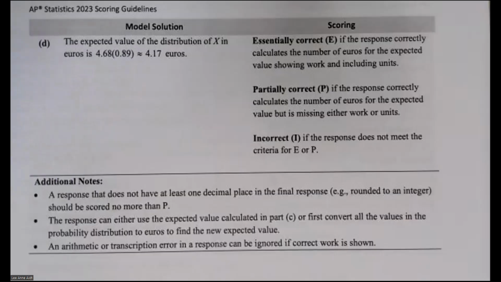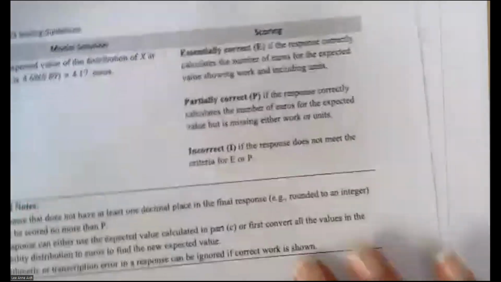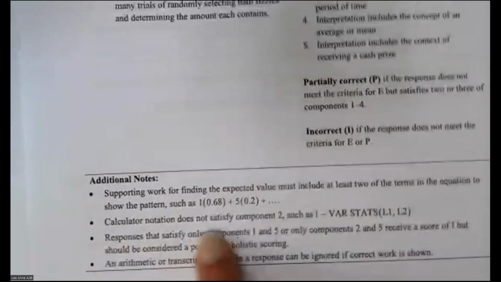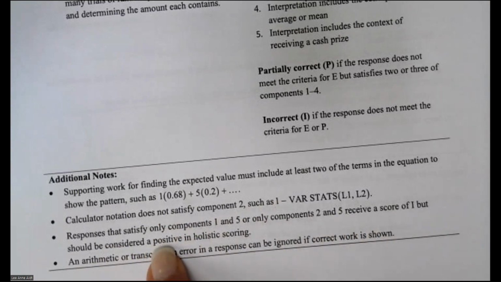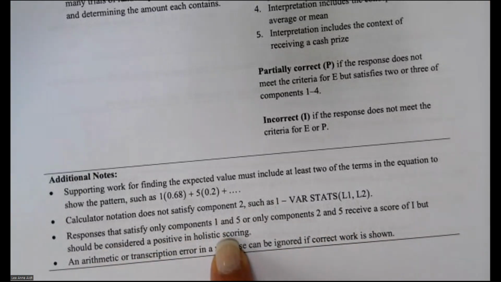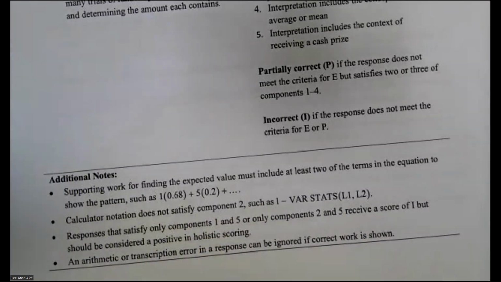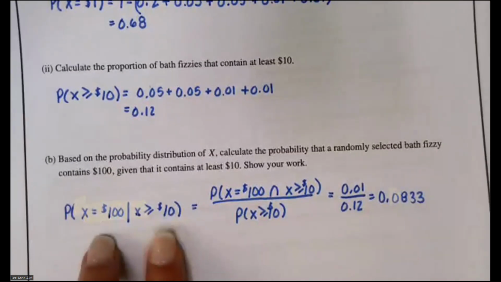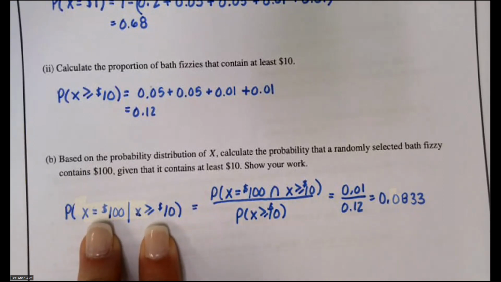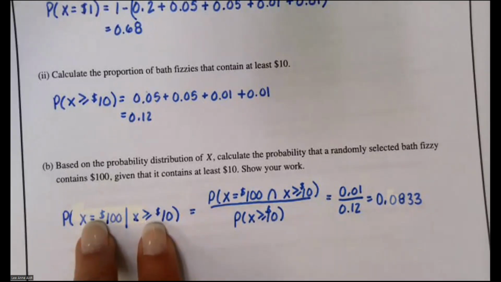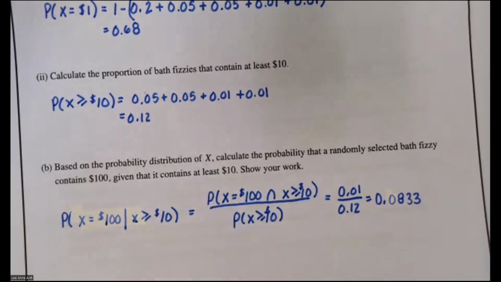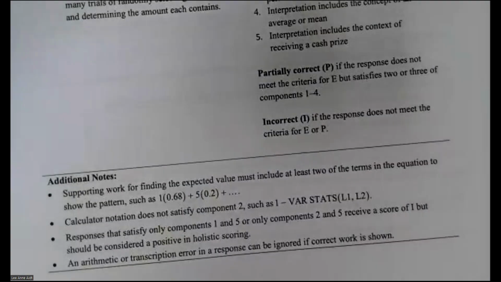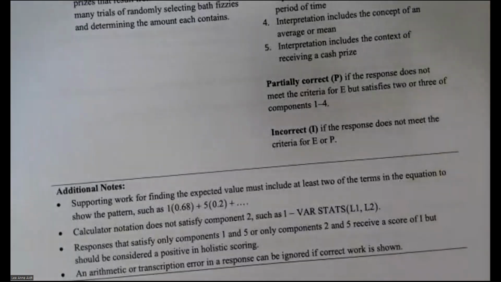Examples include, back here, they say something like responses that satisfy only components 1 and 5 and not components 2 and 3 receive a score of 1, but should be considered a positive in holistic scoring. Including this notation here should be considered a positive in holistic scoring. This would be something that wasn't required, but would make you round yourself up, by showing additional work. So you're the grader today. You get to decide if you're rounding yourself up or down.